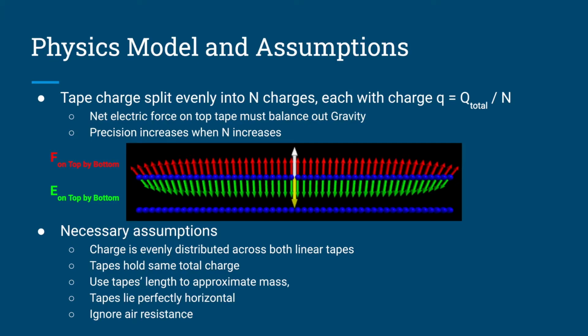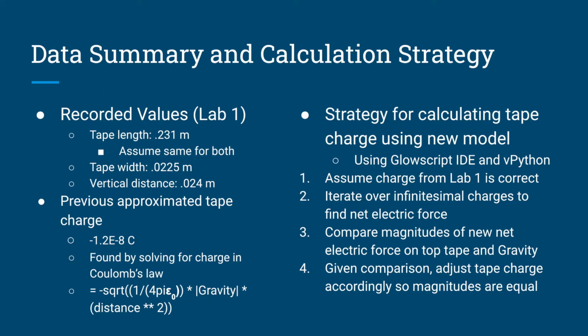To trust this model, we need to make the following assumptions. The charge is evenly distributed across both linear tapes. The tapes hold the same total charge. We can use the tape's length to approximate mass. The tapes lie perfectly horizontal, and finally, we can ignore air resistance. From Lab 1, we know that both tapes' lengths are 0.231 meters, tape width is 0.0225 meters, and the distance between the tapes when floating is 0.024 meters.